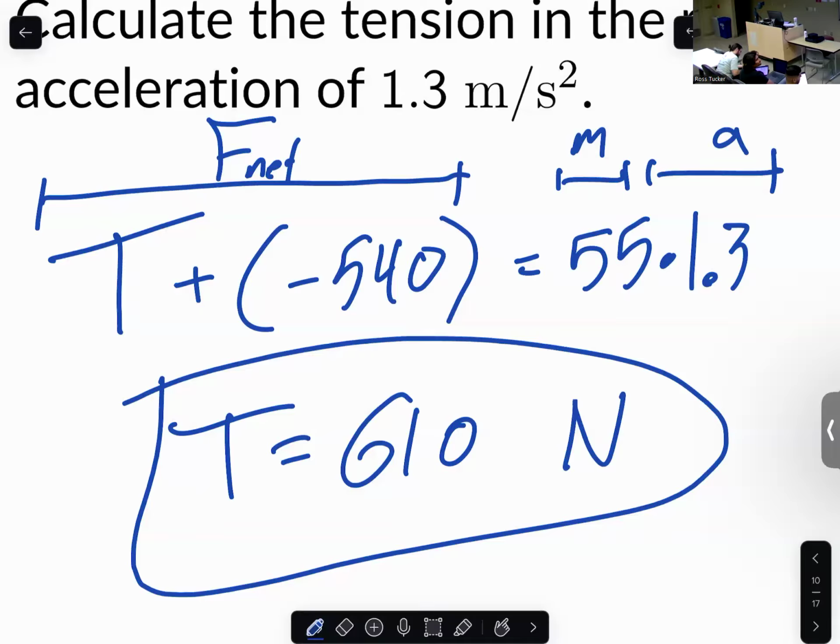Another follow-up question. Previously, the rope was 550. Now the rope is 610. How does the rope know? How does it know to be bigger? I claim part of this answer is that if I pull on the rope harder, it pulls harder on me, Newton's third law.